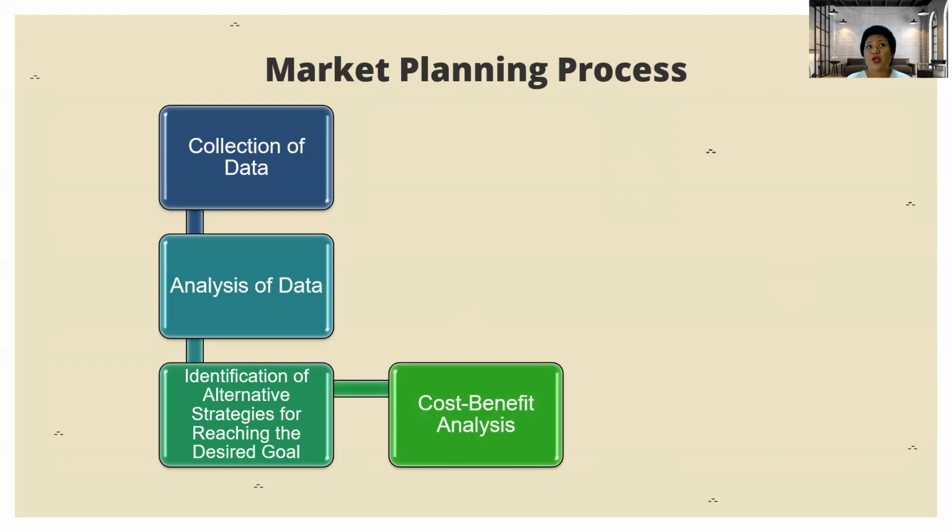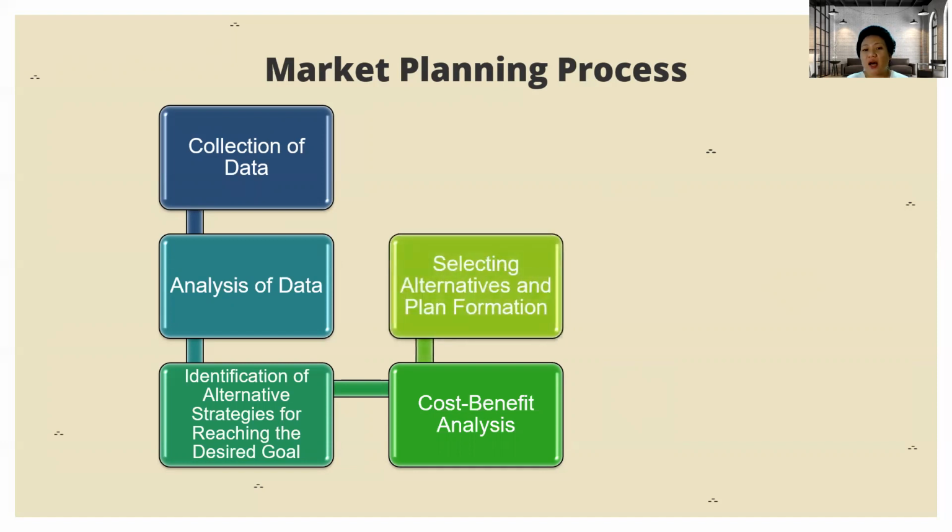Okay, you need to individually analyze what will be the costs, how much will be the cost, or what will be the benefit of each of the alternative strategies that you have listed. Then after that, those strategies that have the least cost and most benefit should be selected. Okay, and then after that, you need to plan.